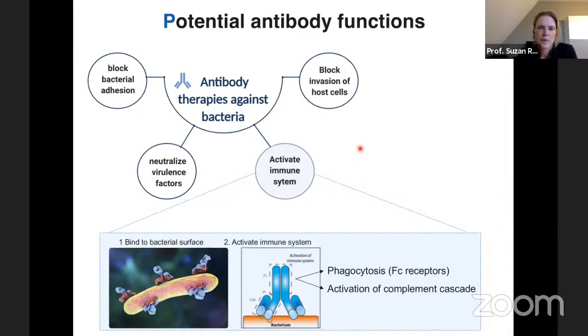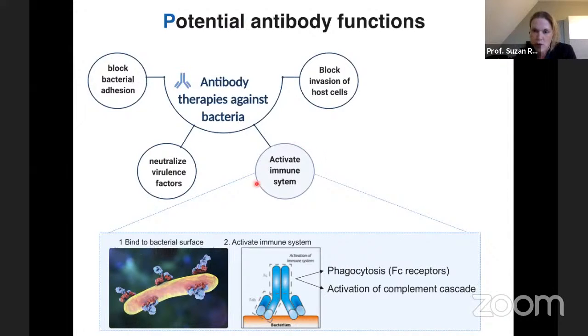In virology, antibodies are used to block the invasion of viruses into host cells. For most bacteria, that of course doesn't work because a lot of bacteria have an extracellular lifestyle. So we're mainly looking into these three mechanisms. Antibodies can be used to block adhesion of bacteria to host cells, and a lot of antibodies that have been developed in the past actually neutralize bacterial virulence factors like toxins.